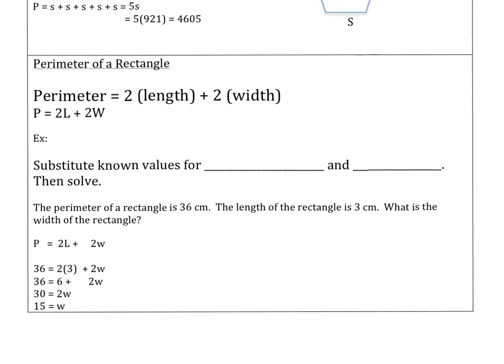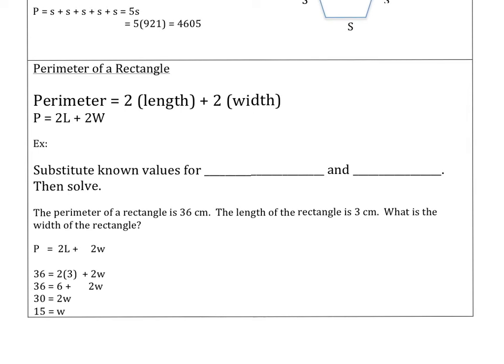Here we have the perimeter of a rectangle. So my formula for that is the perimeter equals 2 times the length plus 2 times the width, which you also have probably seen as P equals 2L plus 2W. That's your general formula. Here we have an example. It says substitute known values for perimeter and length.